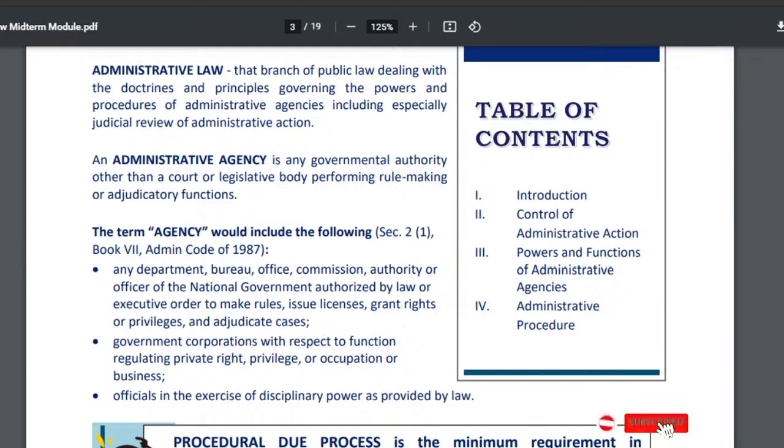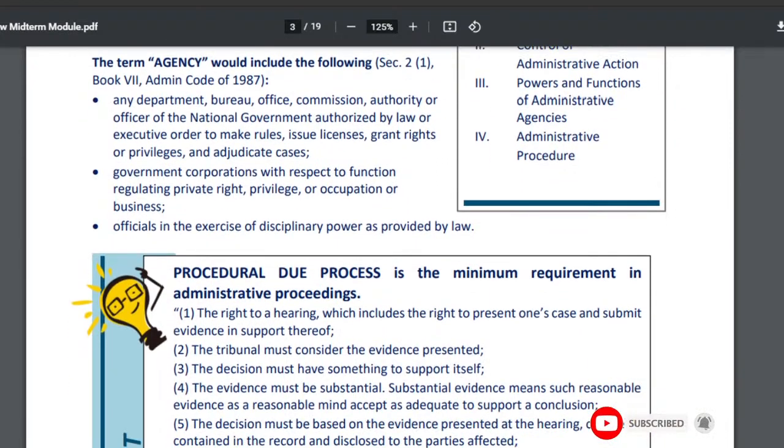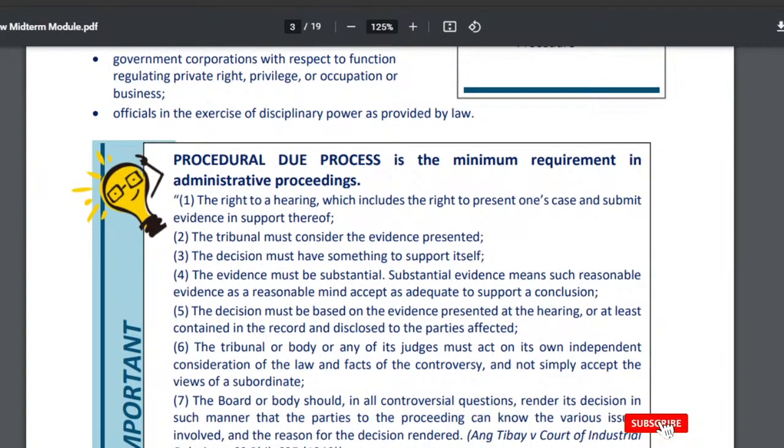And then we also have another definition for agency. This agency refers to officials in the exercise of disciplinary power as provided for by law. So we have here procedural due process. Procedural due process is the minimum requirement in administrative proceedings. What do we mean by procedural due process? We have actually the 7 cardinal primary rights. Okay, when we talk of administrative proceedings, 7 is sila kabuok.